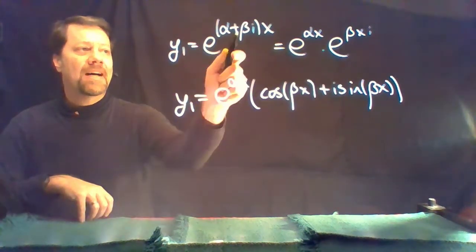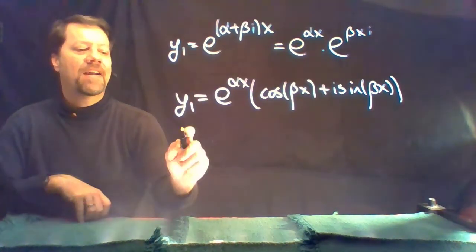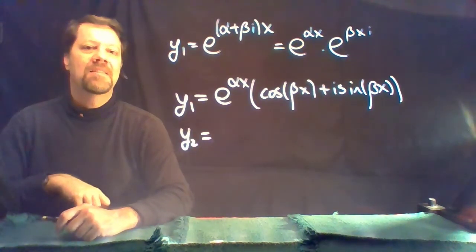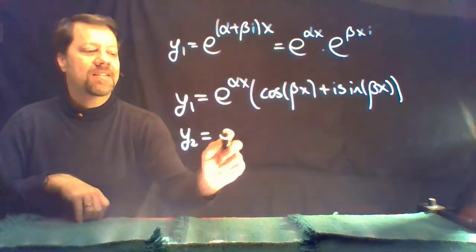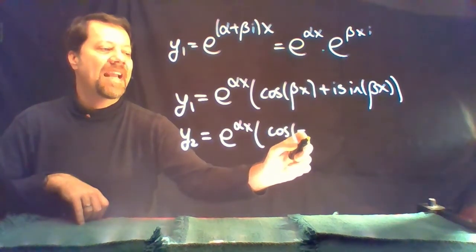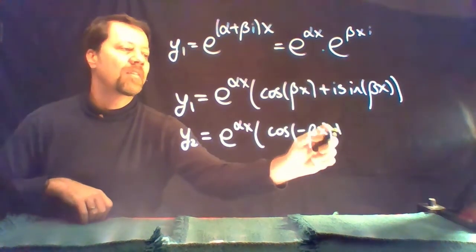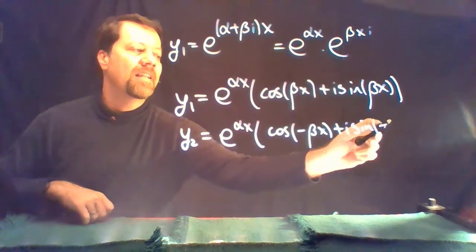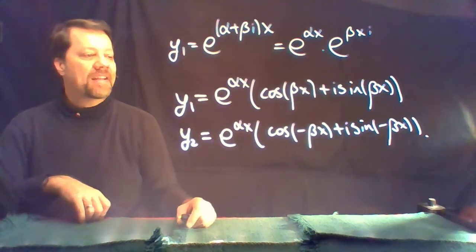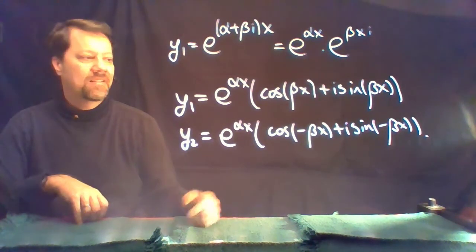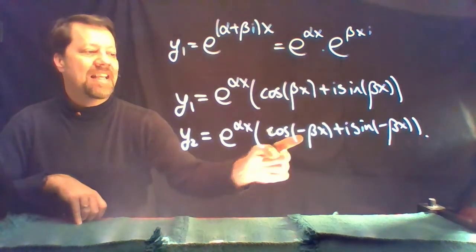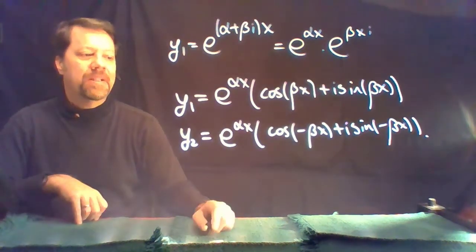There is also the complex conjugate case. To find that complex conjugate case, all we have to do is replace beta by negative beta. This gives us e to the alpha x cosine of negative beta x plus i sine negative beta x. Remember that a function is odd if negative values come out. It's even if negative signs disappear.